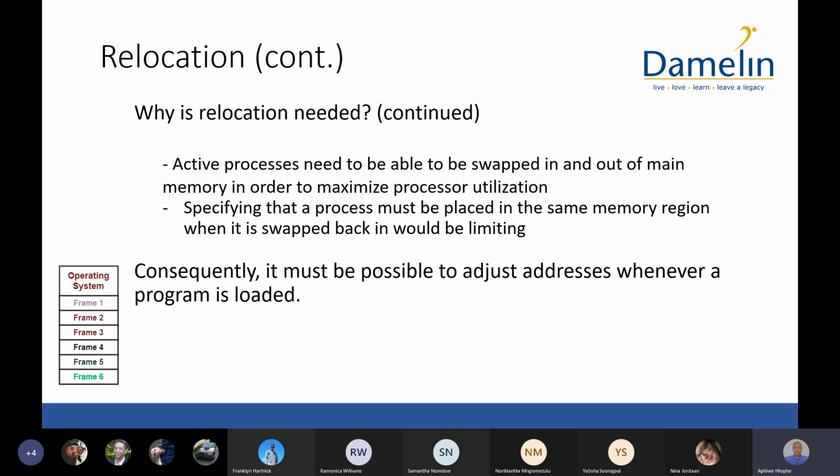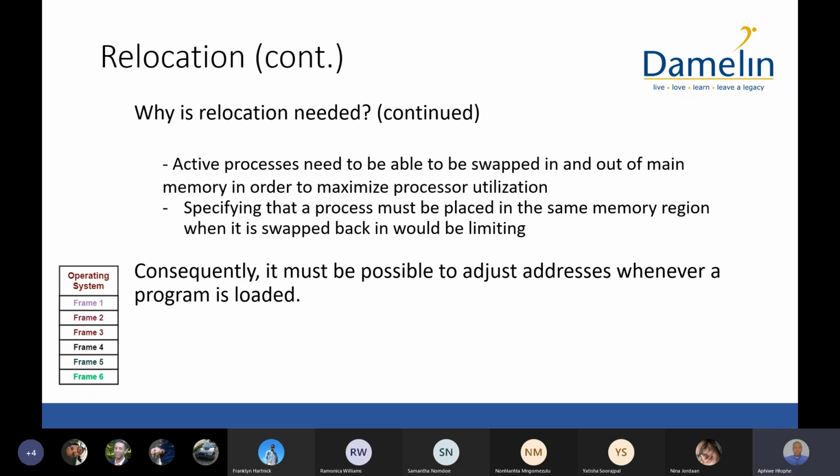There's a specific term that we tend to use to define this process of relocation. We call it swapping. Active processes need to be able to be swapped in and out of main memory in order to maximize processor utilization. Specifying that the process must be placed in the same memory region when it is swapped back in would be limiting. Consequently, it must be possible to adjust addresses whenever a program is loaded.